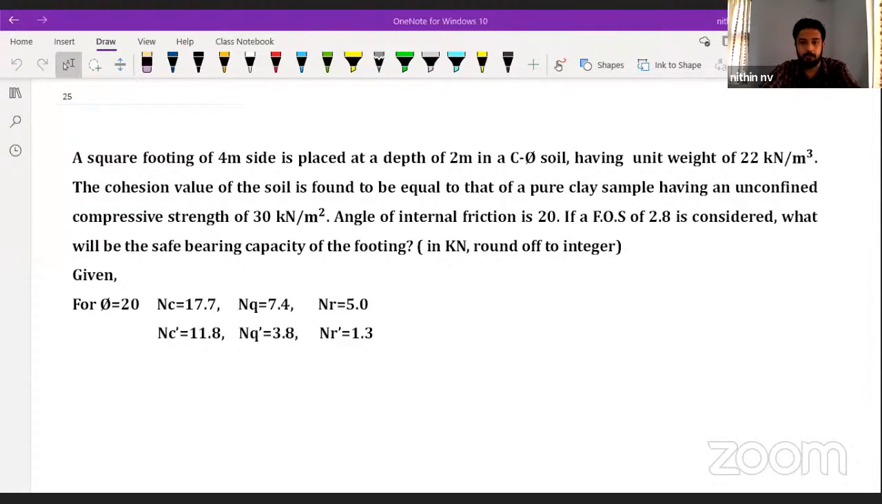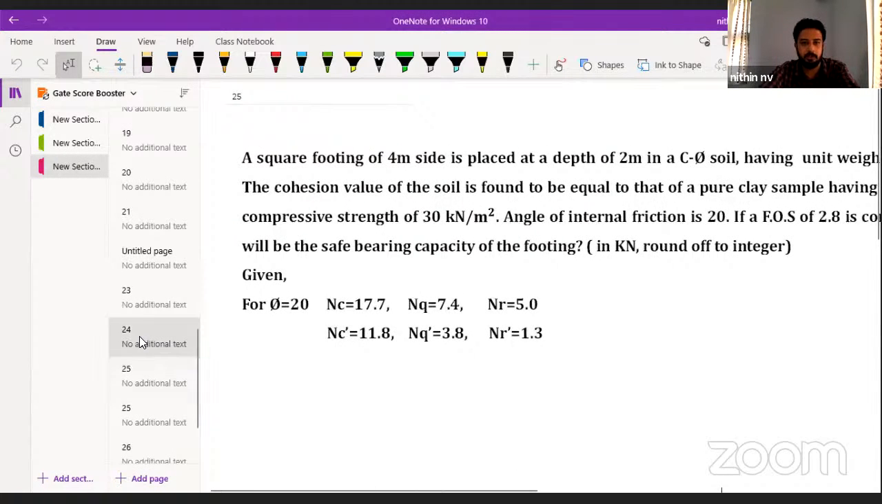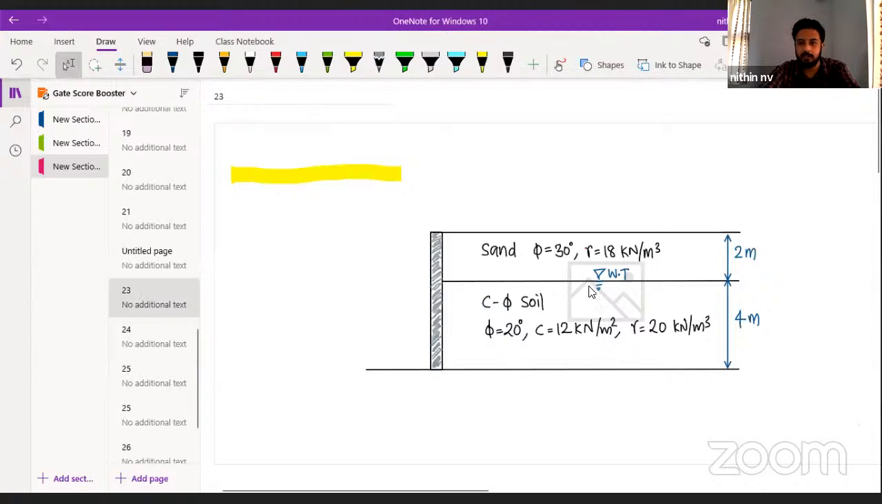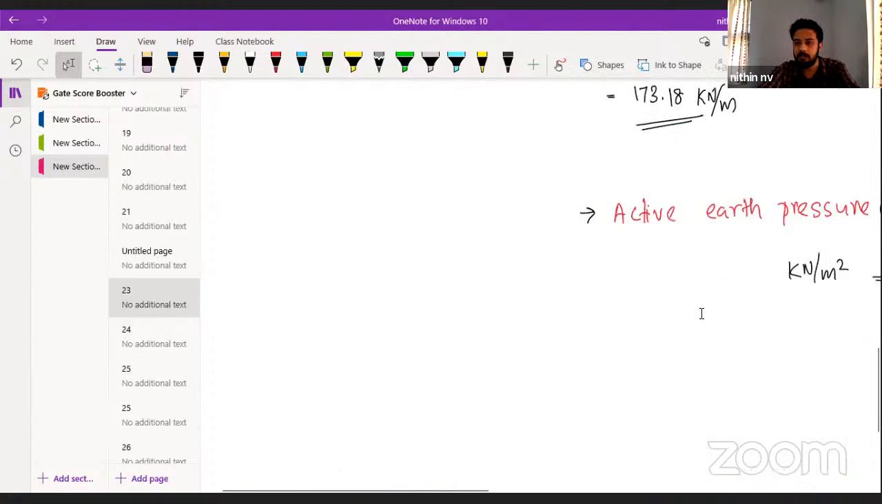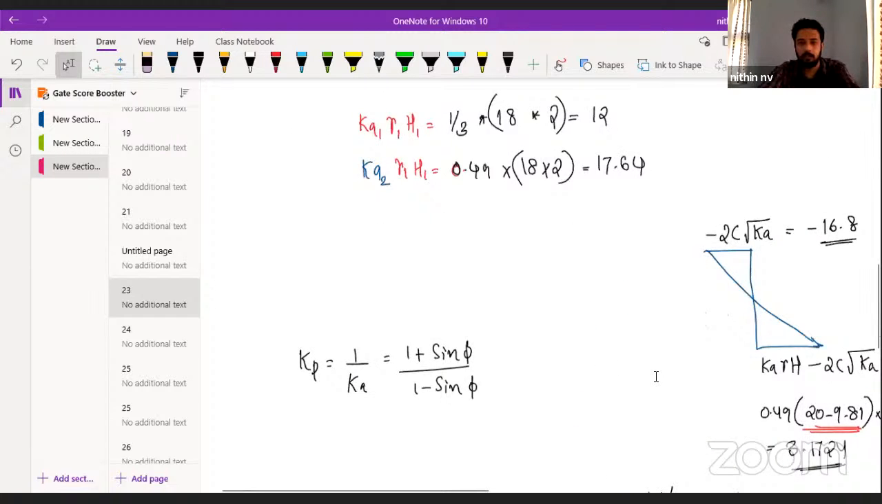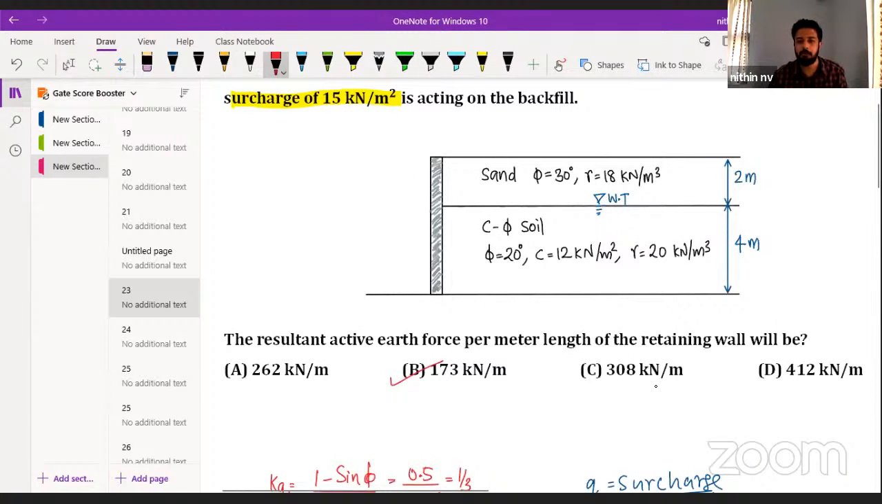The remaining thing I can explain after some time. Guys, what was the answer for the last one? I'm sorry, one second. What was the answer for this particular question? Whether we have discussed it? Yes, 173. Was it there in the options? Yes, option B we are getting.